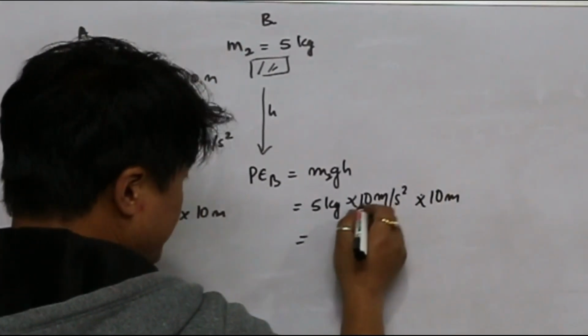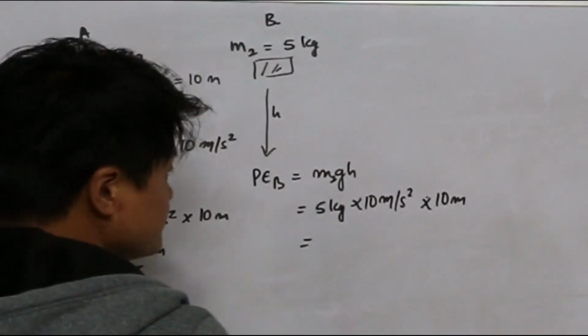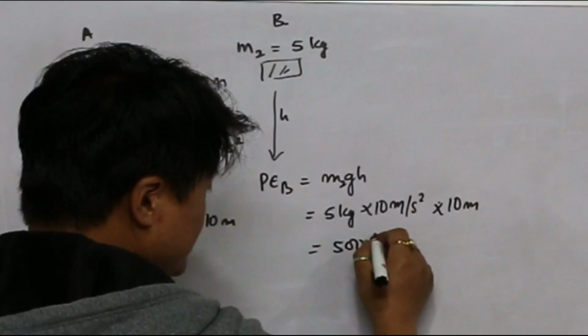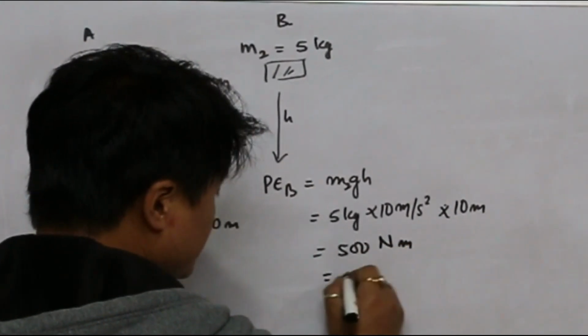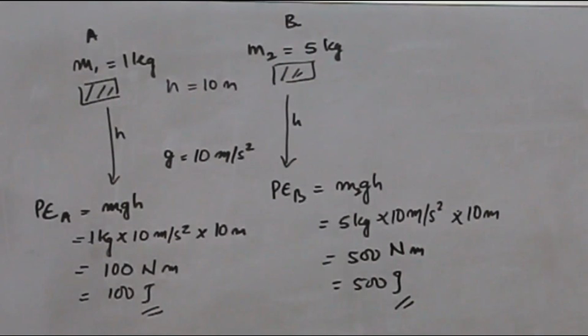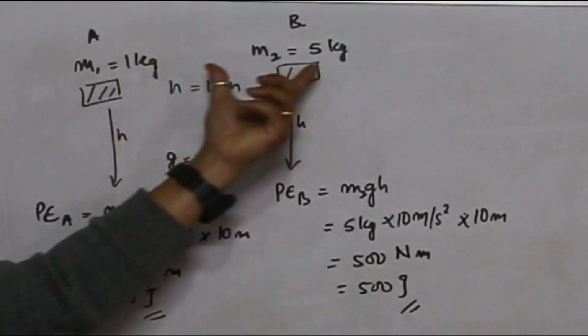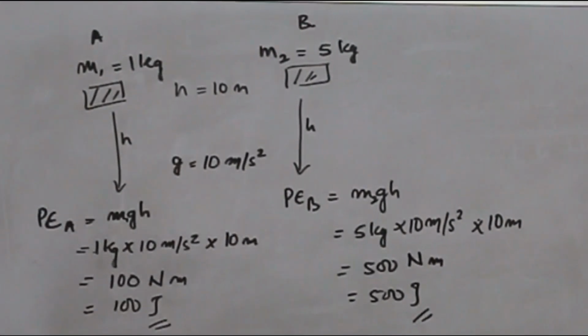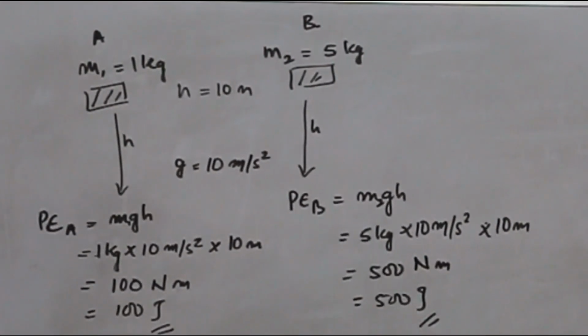5 times 10 is 50, 50 times 10 is 500 kg meter per second square, which is a Newton meter, equals 500 joules. So from here it is clear that when the mass of the body increases, the potential energy will also increase. The more the mass, the more the potential energy.